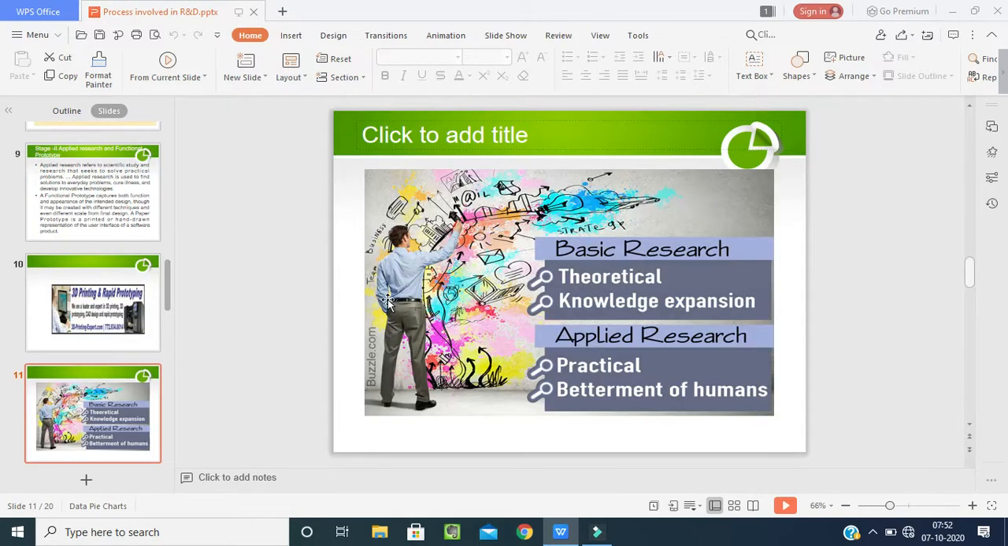Now if you see here, what is the basic research, the expert is there, he will find what are the problems from the grassroots. They will go for the theoretical one, knowledge expansion will be there, and they'll apply their research. Practically they will go for it and betterment of the humans. So what does it mean? That means whatever research they are doing, it should be betterment, it should be helpful to the society, and they will collect the data and it should be practically utilized. What are the errors or defects will be there.